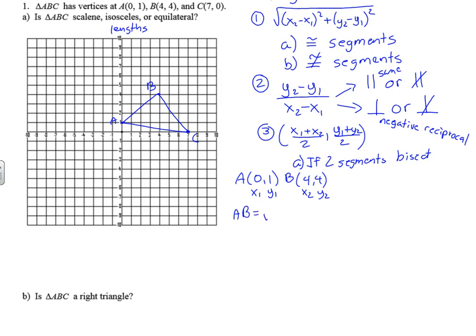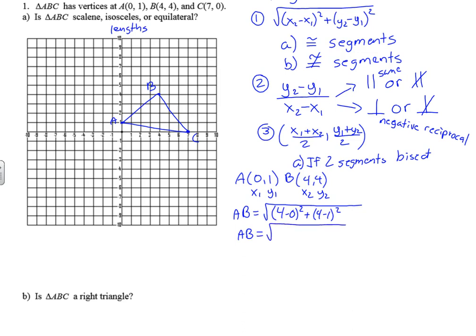So AB is going to be, now you notice I didn't put a segment bar over the top because I'm referring to the length or the distance. So it's x2 minus x1 quantity squared plus y2 minus y1 quantity squared. We're telling a story, so we need to leave all the parts in here.